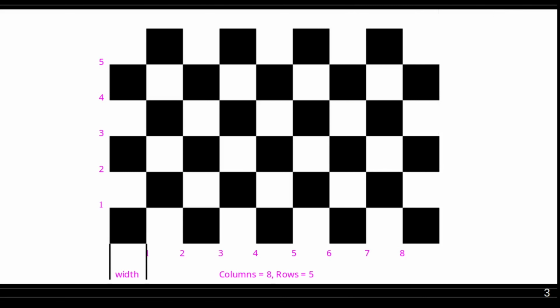This checkerboard pattern has 8 inner columns and 5 inner rows. The pattern used in the demonstration has 8 inner columns and 6 inner rows.